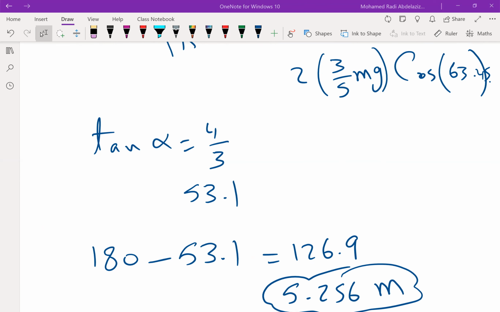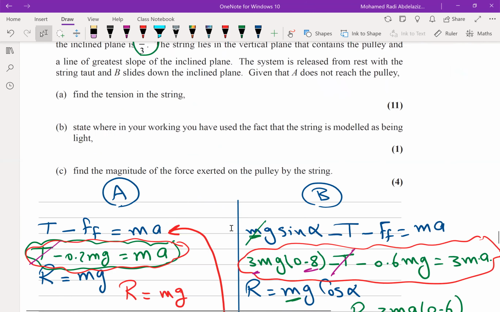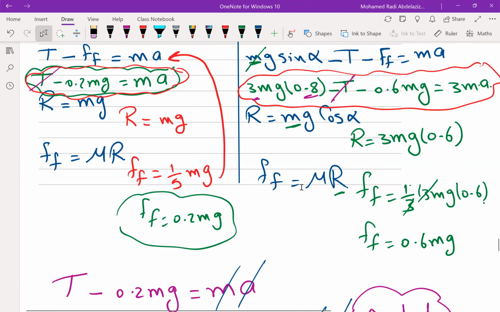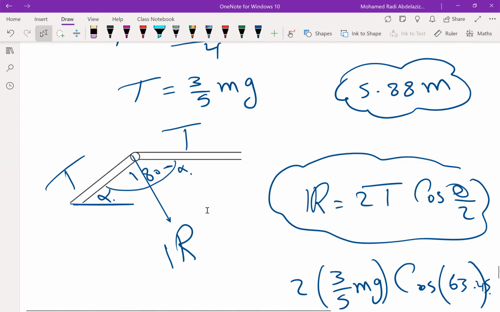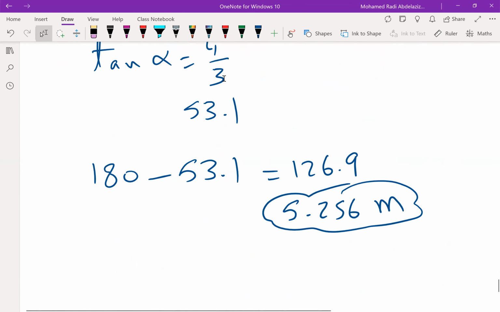You can round your answer. You can try to get it exact if you'd like. He asked to find the magnitude of the force exerted on the pulley by the string. If I ask about the direction, it exactly bisects the angle between these two forces. This is the final answer.